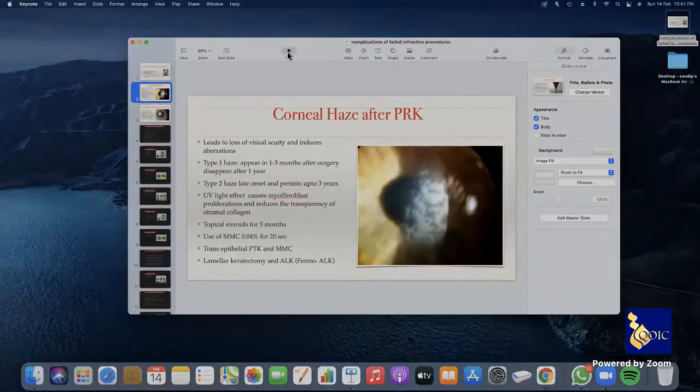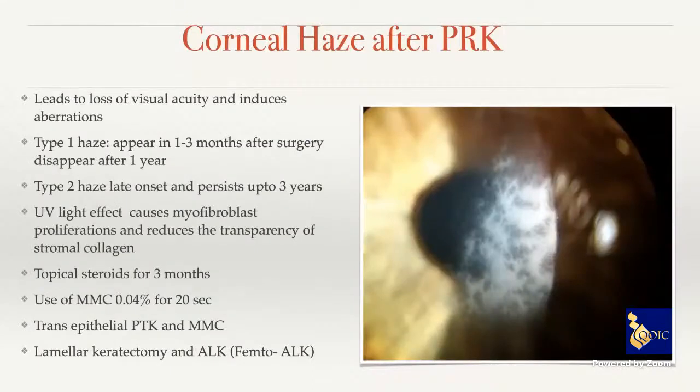Okay, sorry. One of the problems of refractive surgery which we see today is superficial haze, which can be of different grades after PRK. Basically, there are two types. Type 1 starts early, before 3 months, and disappears in a year's time. The other one is type 2, which starts late and takes up to 3 years to disappear. The problem is this haze gets aggravated by UV light, which is more prevalent in this part of the world, and causes myofibroblast proliferation. Topical steroid should be used for 3 months, and use of mitomycin 0.2 or 0.4% is advocated in these cases.